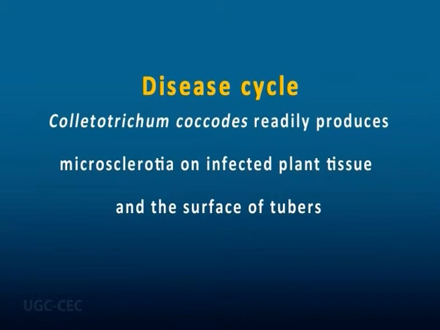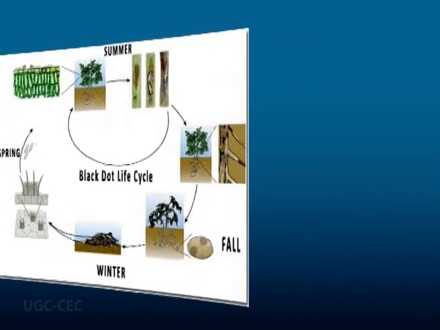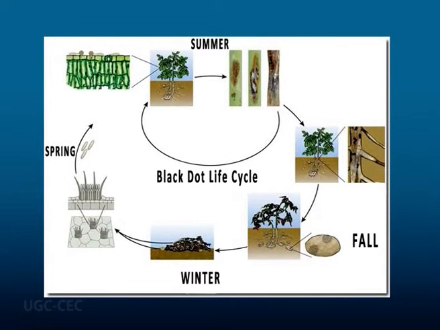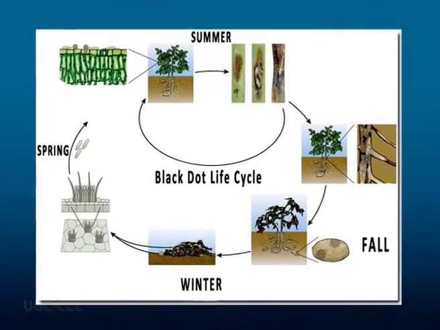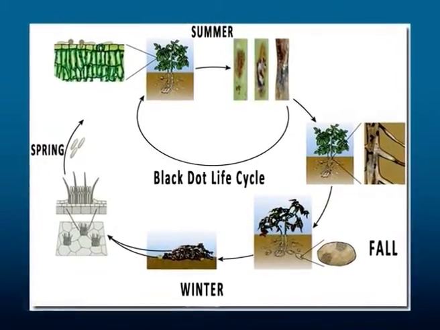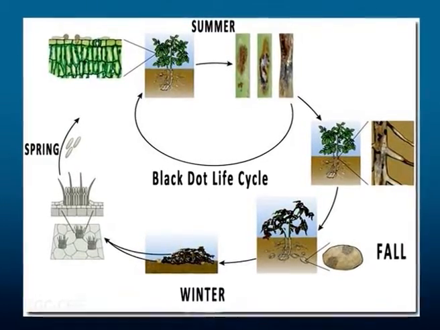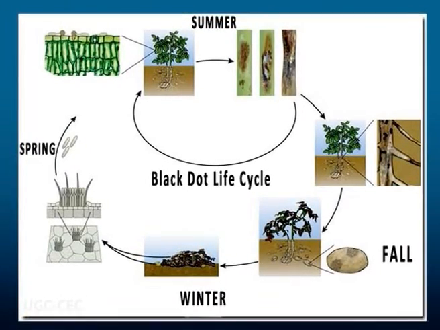Colletotrichum coccodes readily produces microsclerotia on the infected plant tissues and the surface of the tubers. These structures allow the pathogen to survive for long periods of time in the soil. The pathogen survives between growing seasons as sclerotia in infested plant debris and infected potato tubers. It also overwinters in the debris of susceptible solanaceous crops and weeds.